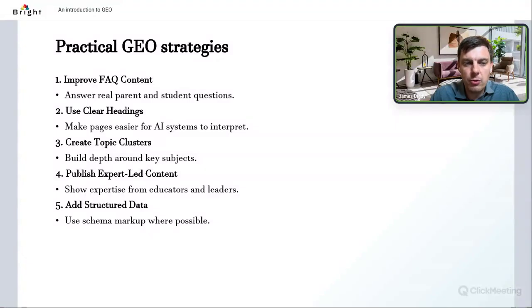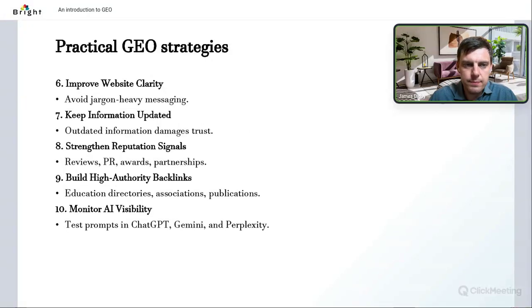Publish expert-led content. So ideally, if you've got people within your organization that are already to some degree known as an expert with a topic, you could be starting there. That could be educators, that could be leaders, it could be a variety of people within your organization. And then just structure everything behind the scenes as much as possible, so that AI is able to analyze that content.